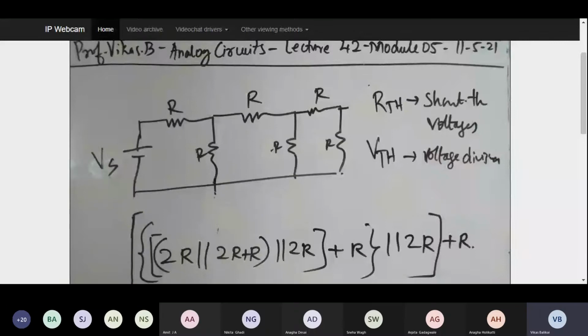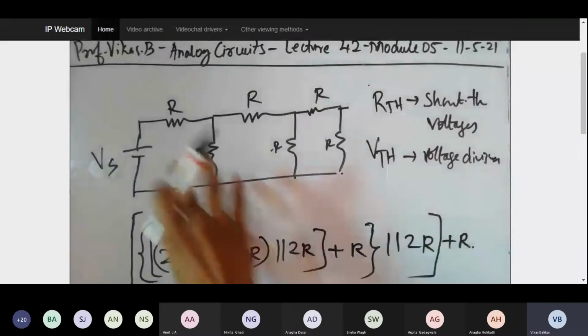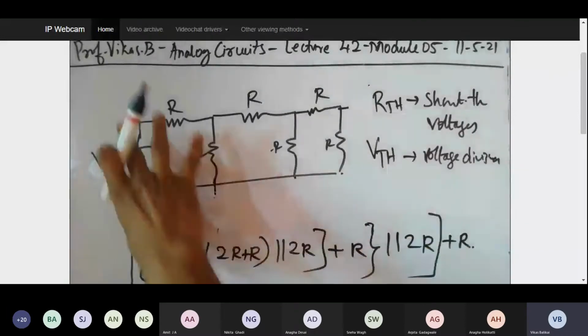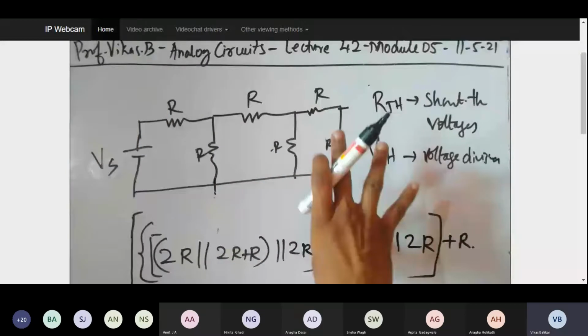So if this is the scenario, we'll try to break this entire circuit into chunks. So this is with respect to yesterday's equation. I'm giving an example of a simple R and R network, and then I'll try to replicate the same model over here. So let's try to understand.